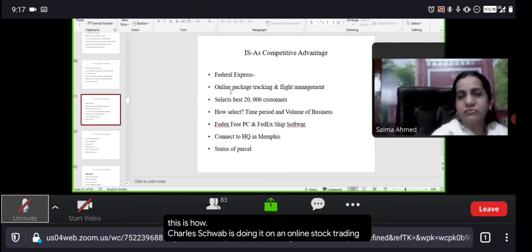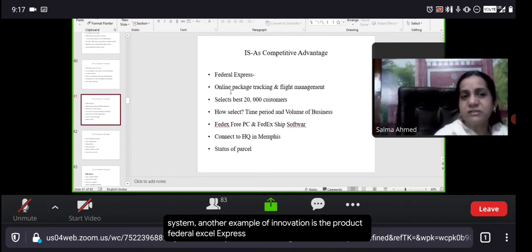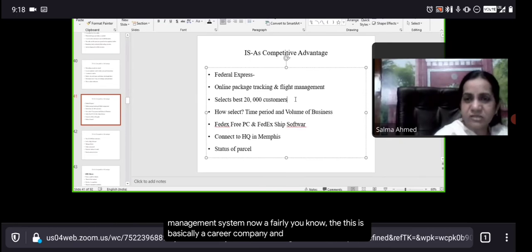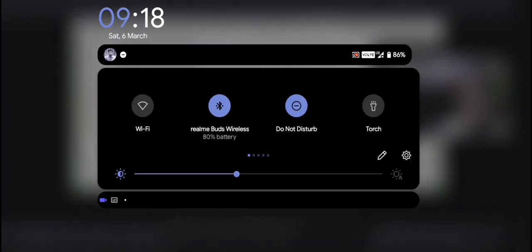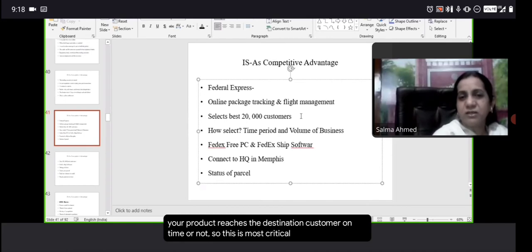Another example of innovation is that of Federal Express, in short FedEx. Their innovation was an online package and flight management system. This is basically a courier company, and what is critical for a customer of a courier company is to ensure that your product reaches the destination customer on time. This is most critical for any courier company.